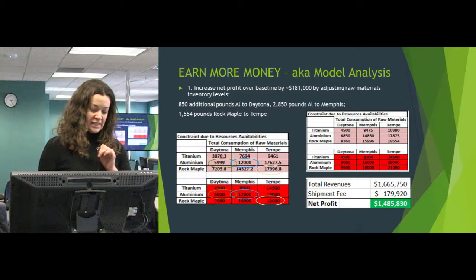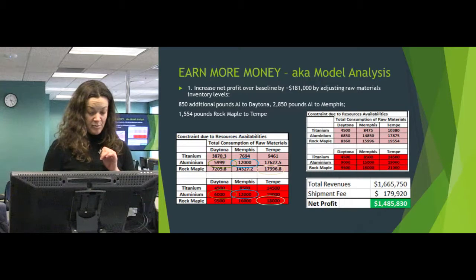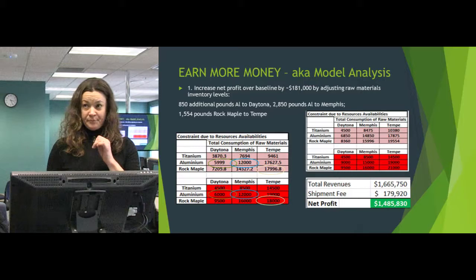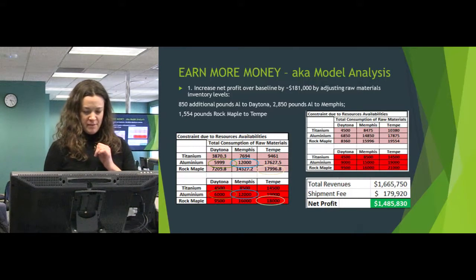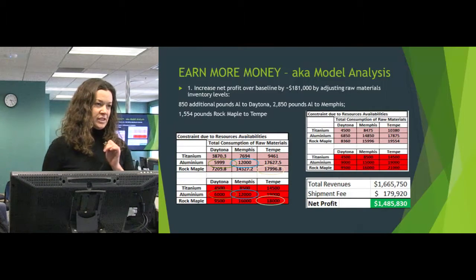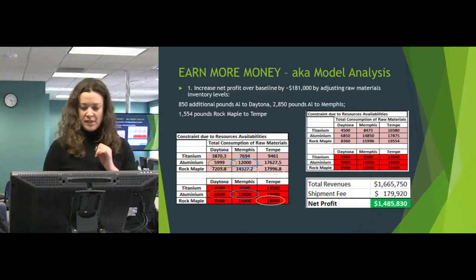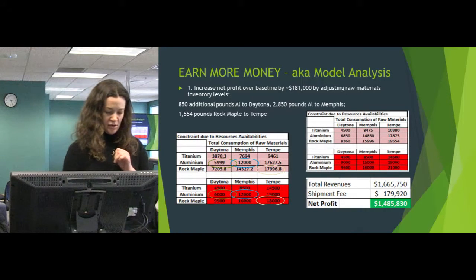And you can see that in Daytona we had additional materials of titanium and rock maple. So if we just increased our supply of aluminum, we could have made more golf sets and therefore made more money. And again, the same story in Memphis. In Tempe, you can see it's the rock maple that we were bumping up against. So very simple. It's just for 1 month. But if we could just for that 1 month increase the supply by a little bit, we can significantly increase our profits.